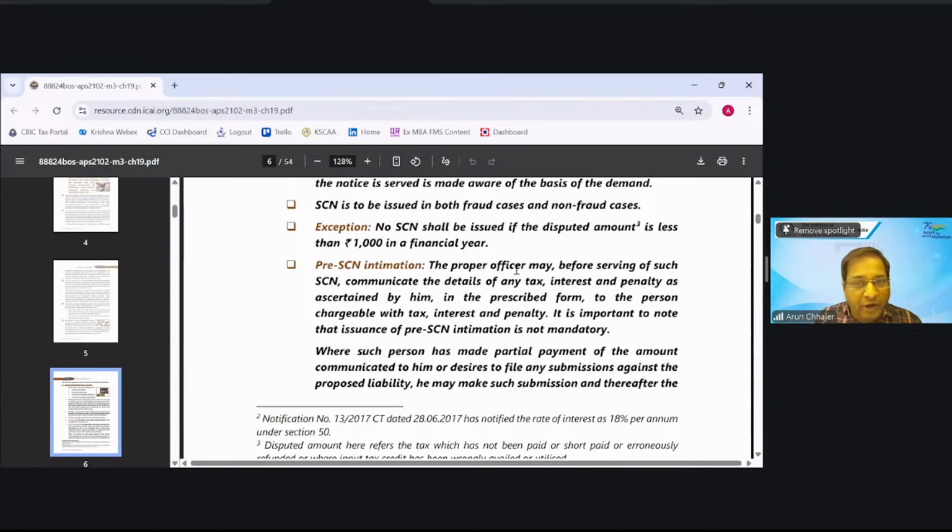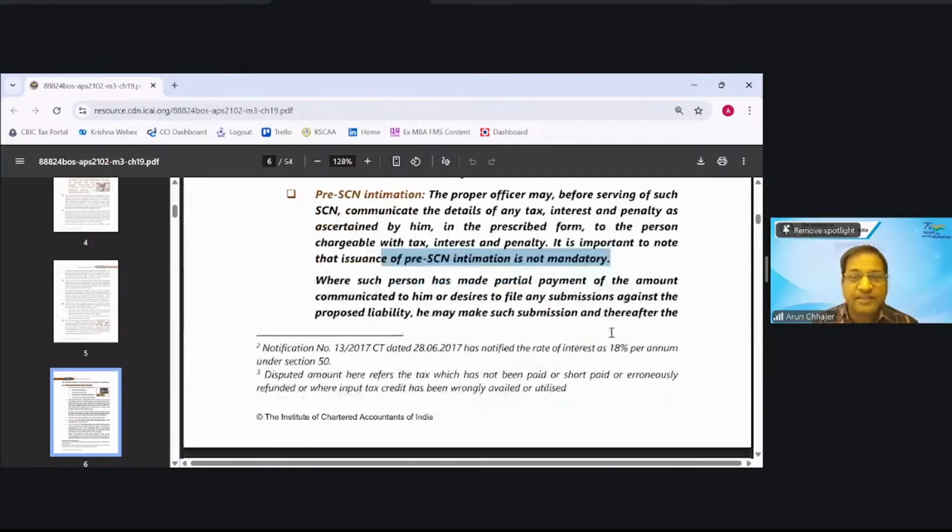The proper officer, before service of show cause notice, communicates the details of any tax, interest, penalty as ascertained by him in the prescribed form to the person chargeable with the tax, interest, and the penalty. It is important to note that issuance of the pre-SCN is not mandatory.